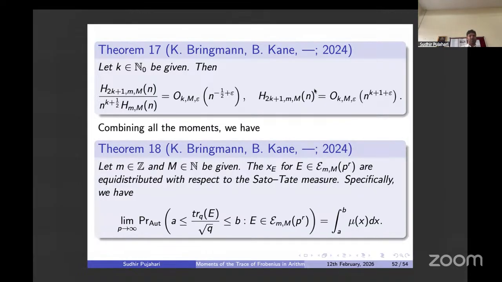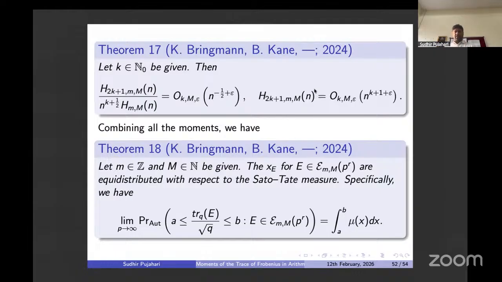So what we got, even after putting this congruent condition, the main term is the Catalan number for the even moment of the trace of Frobenius, and the odd moment of the trace of Frobenius is 0. And that is precisely the odd and even moments of the semicircular distribution. And in probability theory, we know a result: if the generating function of the moments has a positive radius of convergence, then the distribution can be determined uniquely by the moments. And in this case, that happened.